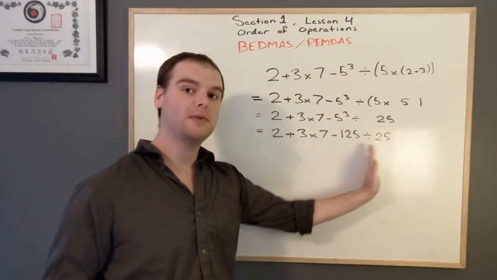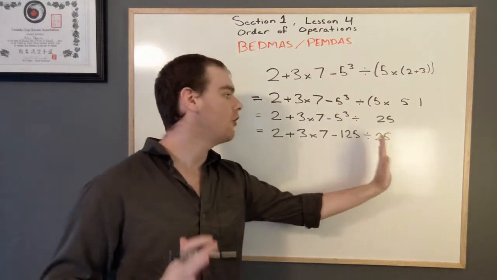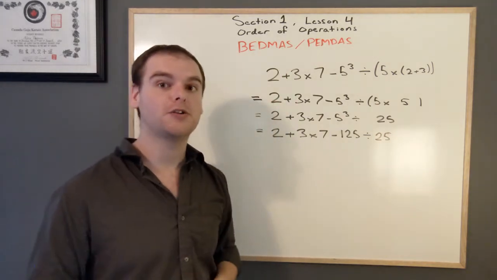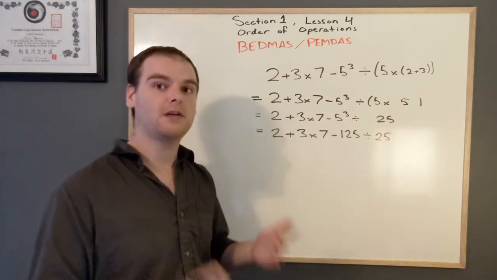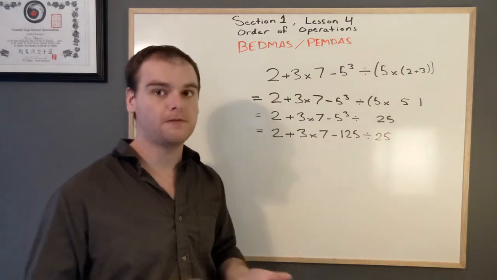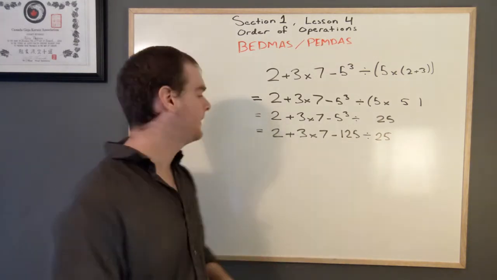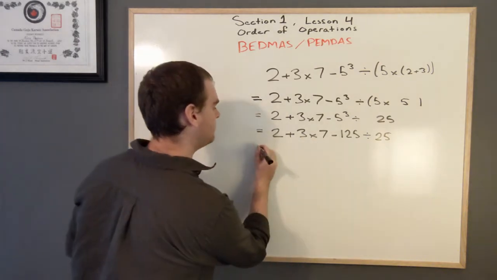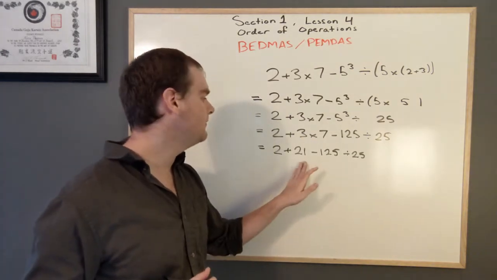And from there, we keep going. We ask, are there any more exponents? And there aren't. So we move on to the next set of items, which is our division and multiplication. Remember, the order they appear from left to right, there's no preference, so just whatever comes by. So we come across and we see, oh, here's 1. So 3 times 7 was 21.